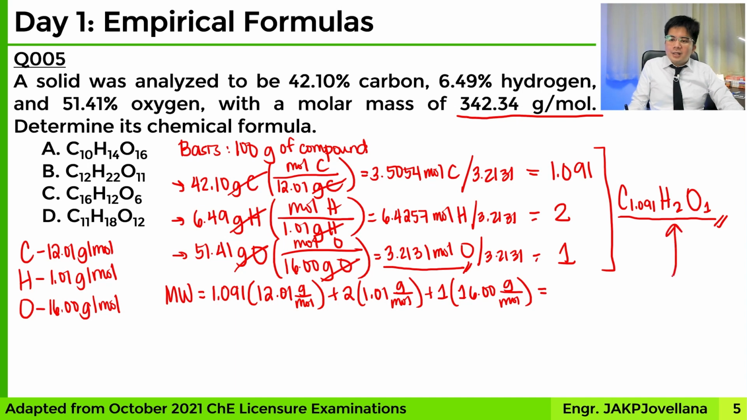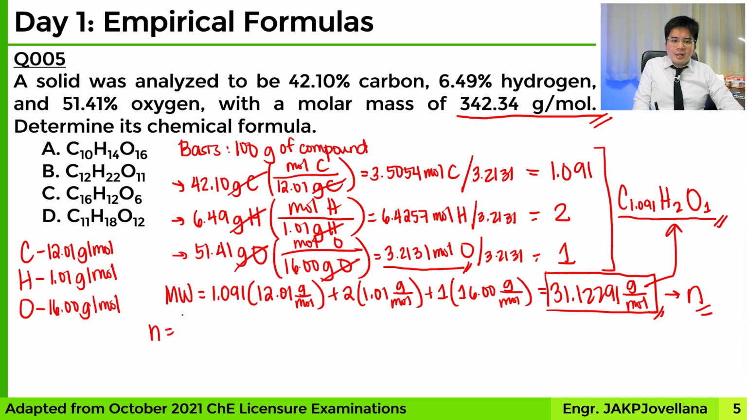So calculating the molar mass of this tentative chemical formula, we get 31.12291 grams per mole. So we need to determine the value of N that we need to multiply to this value so that it matches 342.34 grams per mole. So N is 342.34 grams per mole divided by 31.12291 grams per mole. And this gives us a number of 11.